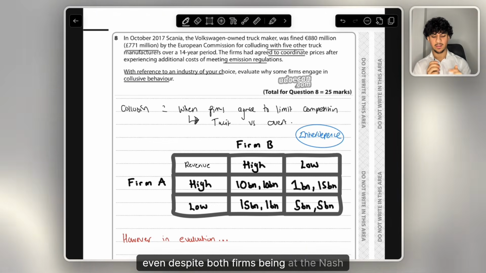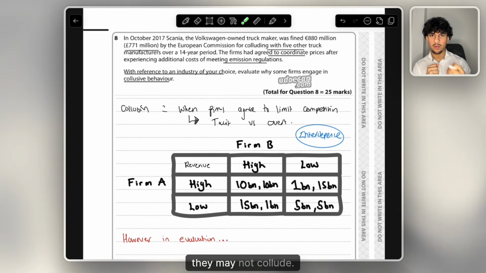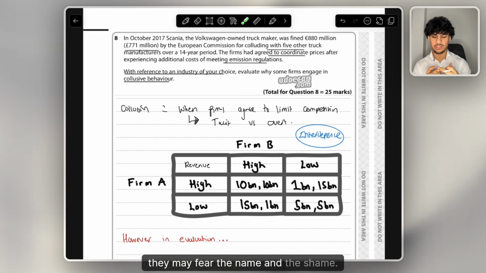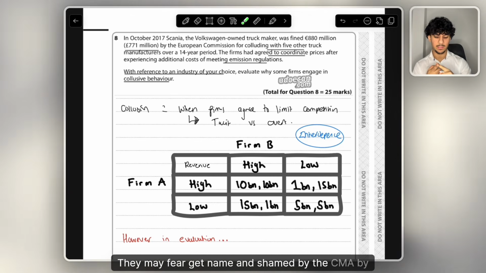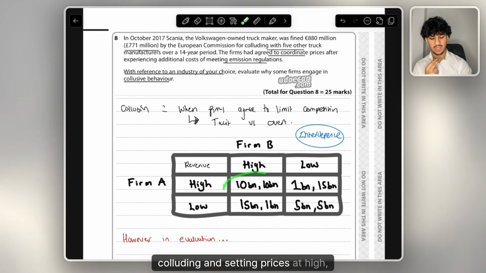Despite both firms being at the Nash equilibrium, despite both firms having a low outcome, they may not collude. Why is that? As they may fear CMA regulations, they may fear getting named and shamed by the CMA by receiving these large fines. Thus, this may deter them from colluding and setting prices high.